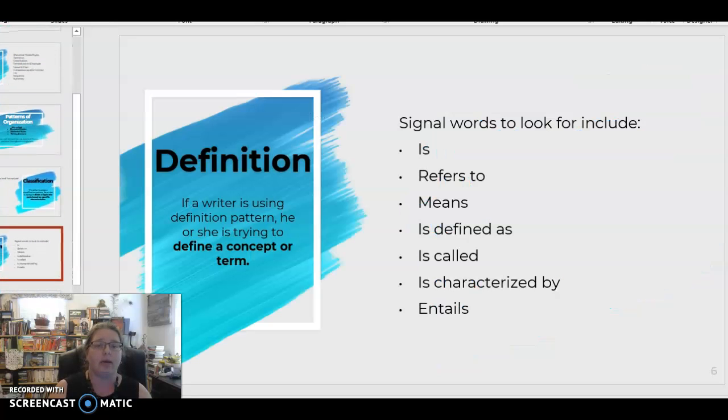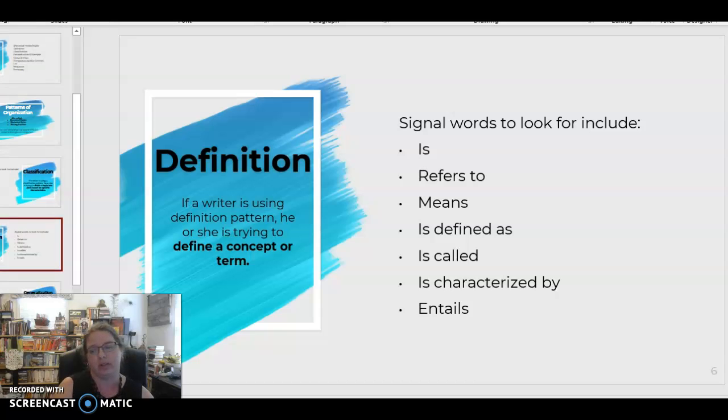The definition pattern is used when an author is trying to define a specific concept or term. And there are some signal words here that you would look at as well. Things like refers to or is defined as. Those phrases would indicate to you that the author is using a definition pattern.